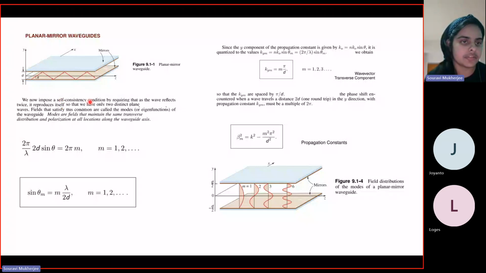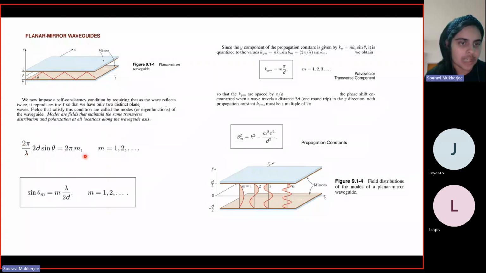You say that as the waves propagate, they acquire some phase, right? So if we say that the wave here and the wave here are the same, that means the phase acquired must be an integral multiple of 2 pi. Okay, so that is what is being written here. If the wavelength is lambda and this is d, the phase difference acquired after the wave has these two reflections, you can say, is 2 pi by lambda times 2d sine theta, which should be equal to 2 pi m.